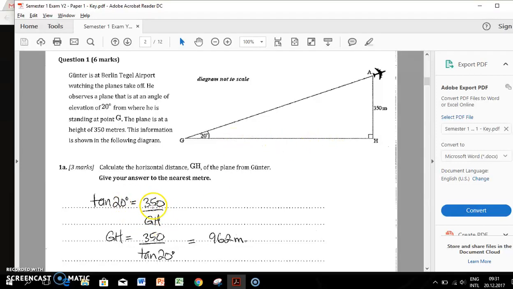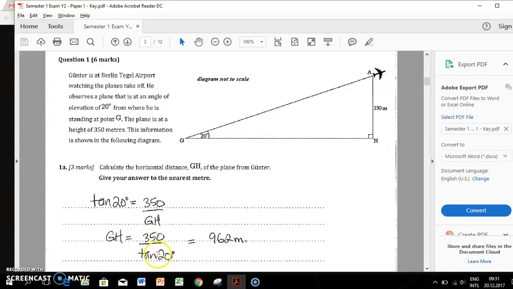So I've set up the trig ratio. This can't be solved though because the unknown is GH and it's in the bottom of this fraction. So we need to rearrange this to have GH over here and that we're solving for GH. So basically whenever you have a fraction and something like this, you can swap those two. GH goes there, tan 20 goes there, and we have this new equation that can be solved.